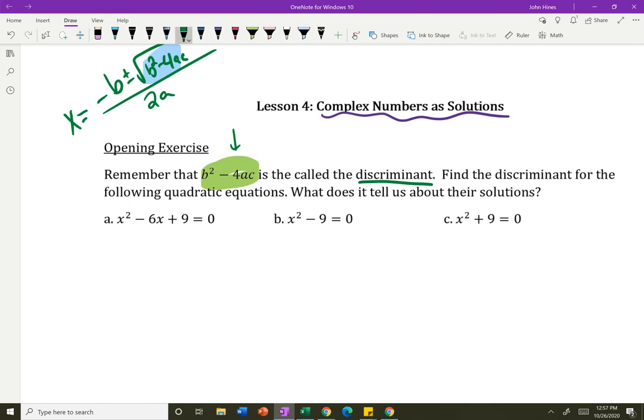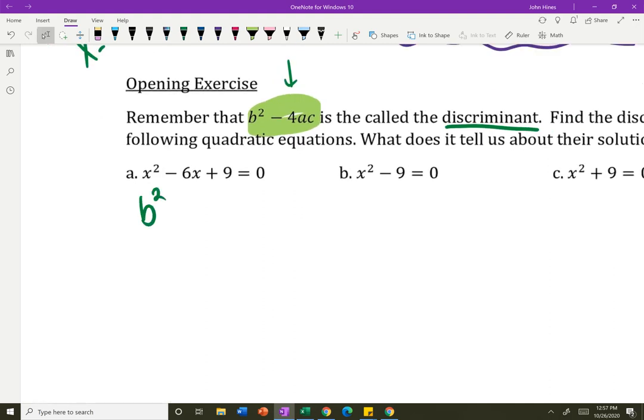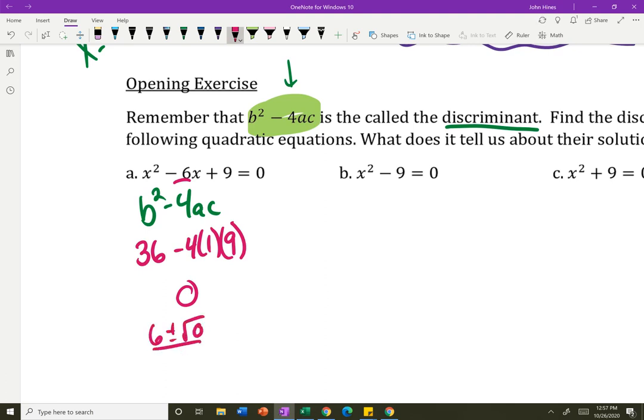So find the discriminant for the quadratic equations here, and what does it tell us about their solutions? All I need to do here is find b squared minus 4ac. So b squared, 36 minus 4 times 1 times 9. That's what we type into the calculator, no square root, just that value. I get 0. So what that tells me is I have 6 plus or minus the square root of 0 over 2, if I was to do the full quadratic formula.